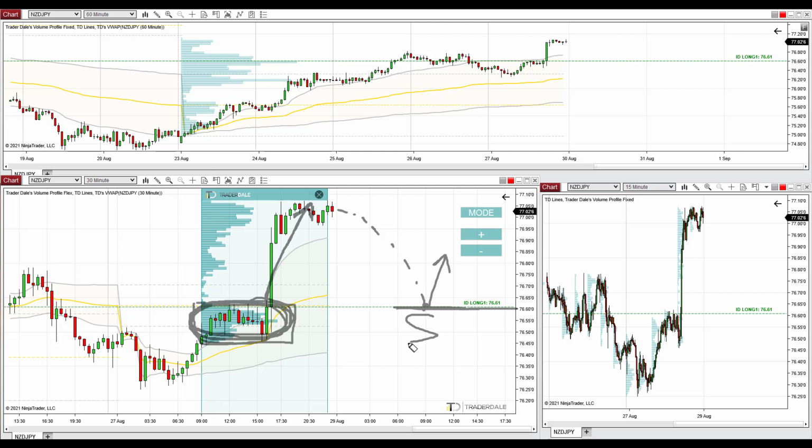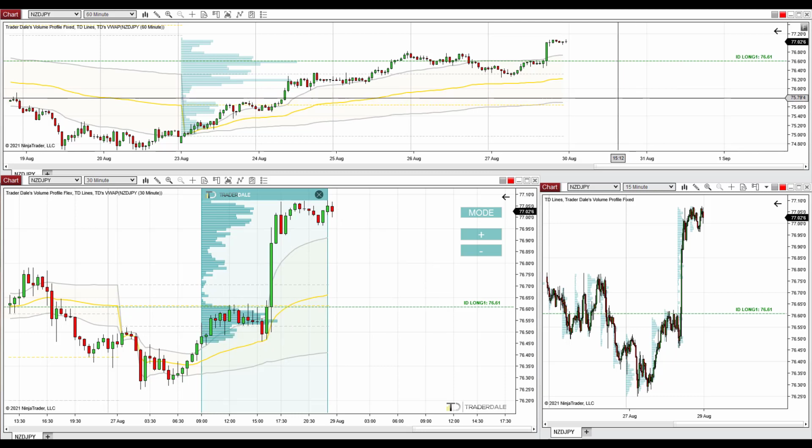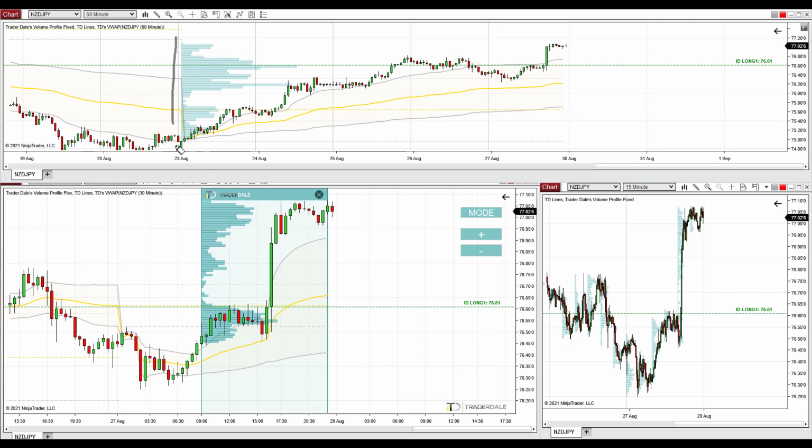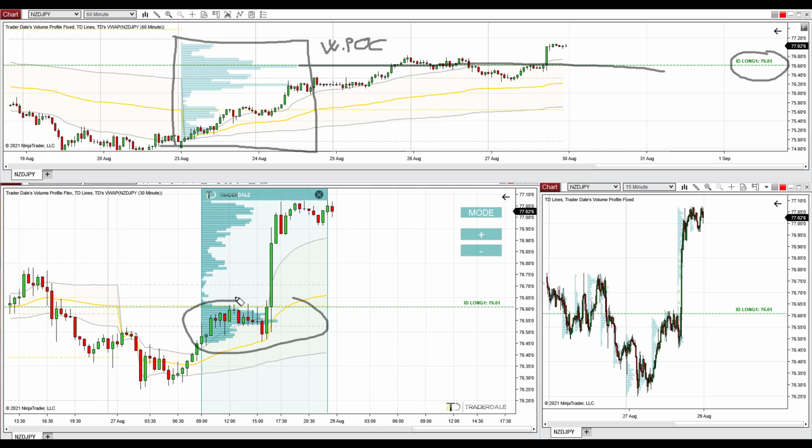Again, this is the volume accumulation setup. You can read more about it, for example, in my book. And the second thing which I wanted to show you here was the weekly profile. This profile. And the place where the volumes were the heaviest is in here at our level, 76.61. So again, weekly point of control exactly at our volume-based level.